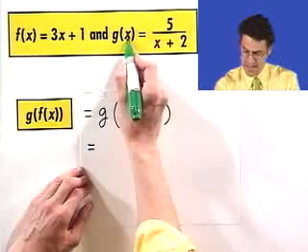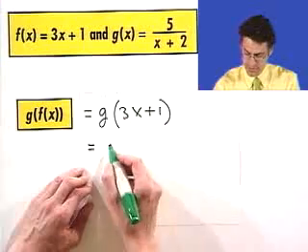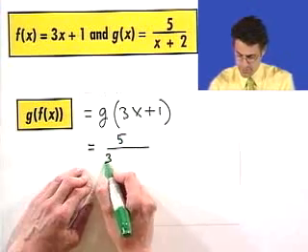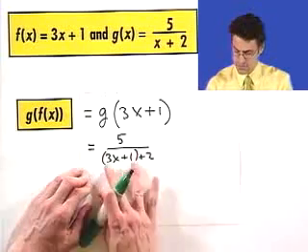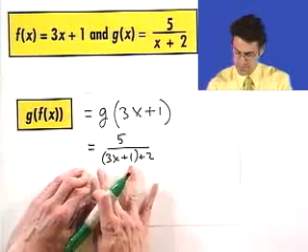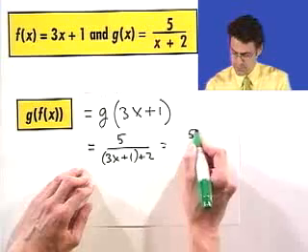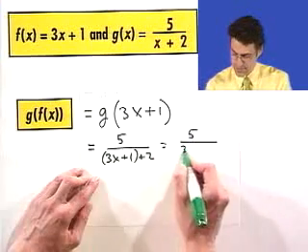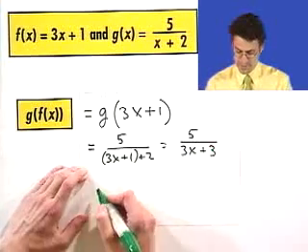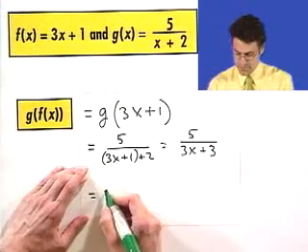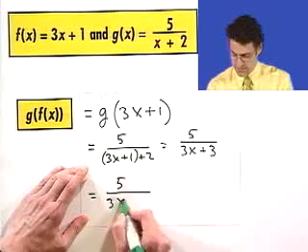And so what do I get? Well, wherever I see an x, I'm now going to replace it by 3x plus 1. So I see 5 over 3x plus 1 plus that 2. You see how I just took that x and now made it 3x plus 1. What does that equal? That equals 5 over, I've got 3x, and then I've got a 1 plus 2 is plus 3. And so I see that g composed with f is going to be 5 divided by 3x plus 3.